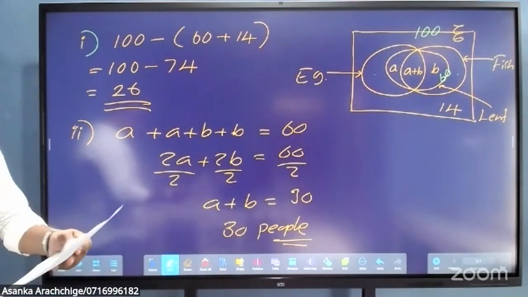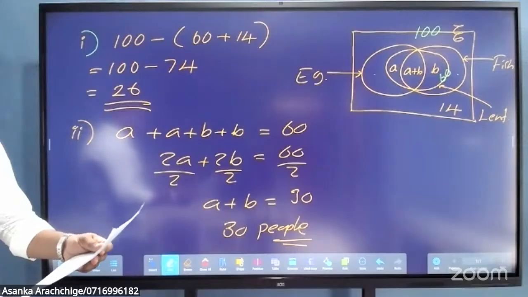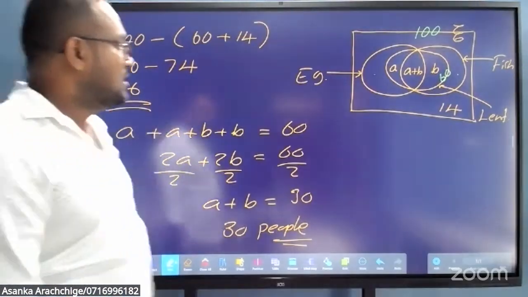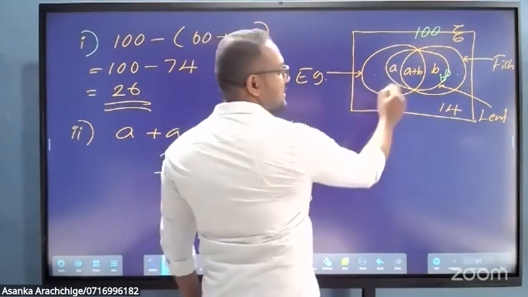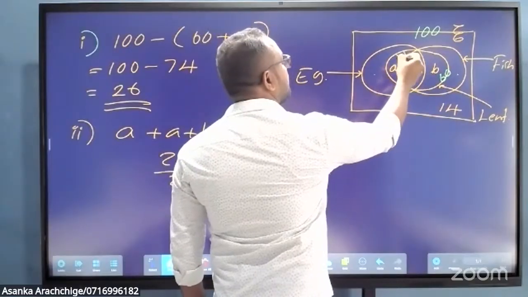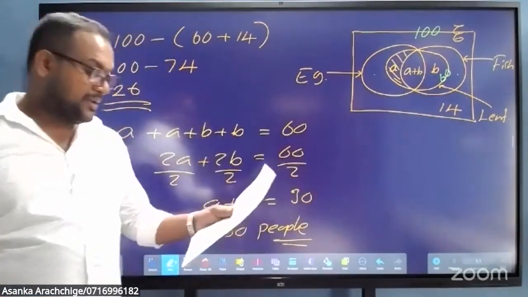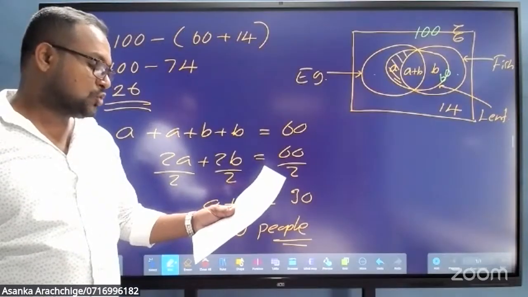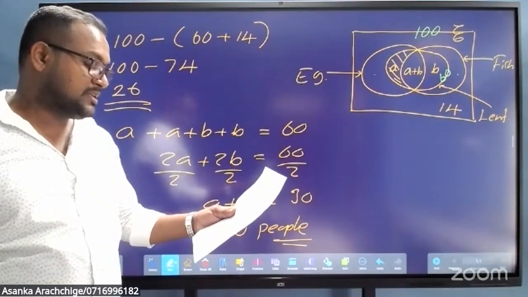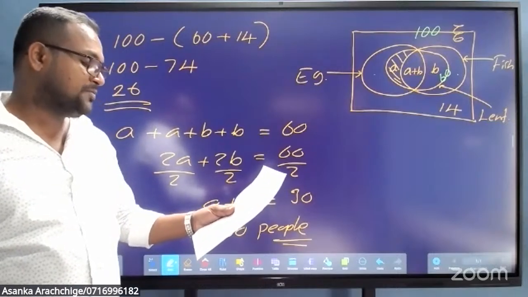Number 3. If the number of customers who bought only eggs and lentils, only eggs and lentils, can make A. If the number of customers who bought only eggs and lentils, A, is twice the number of customers who bought only fish and lentils.